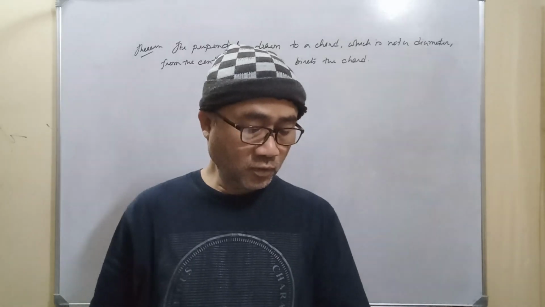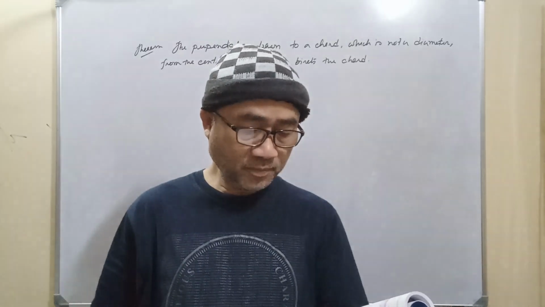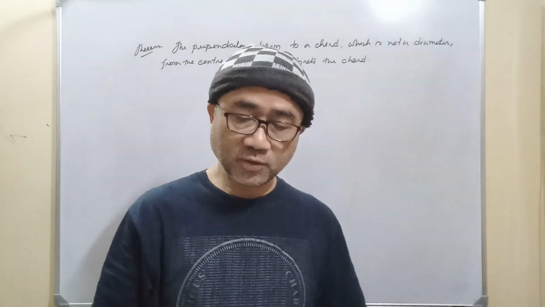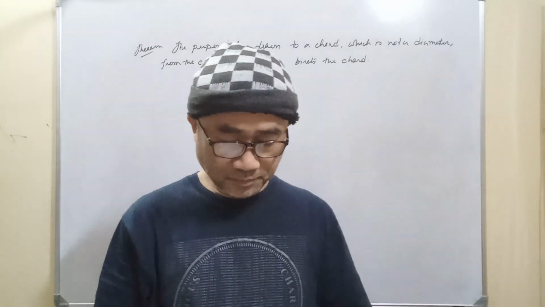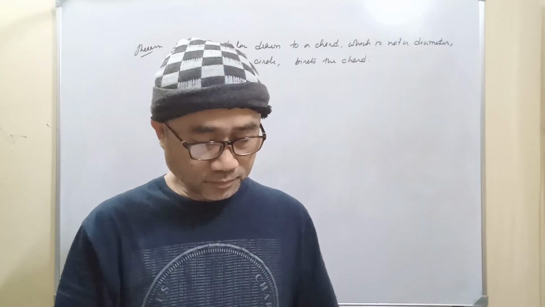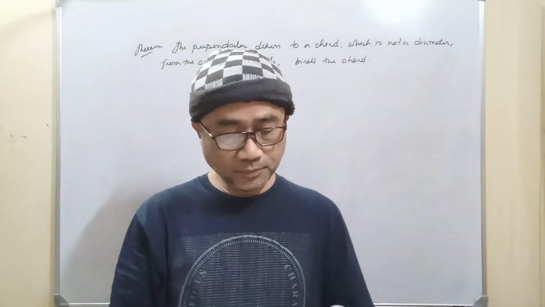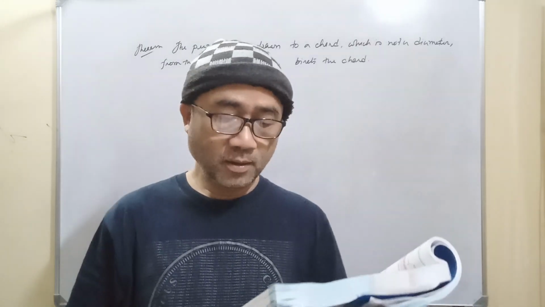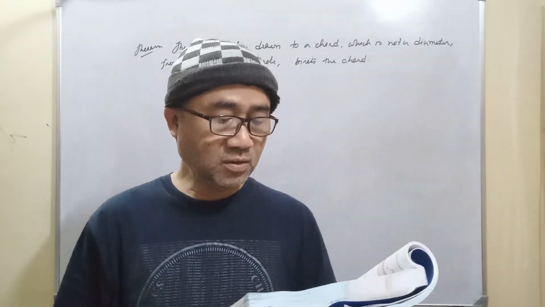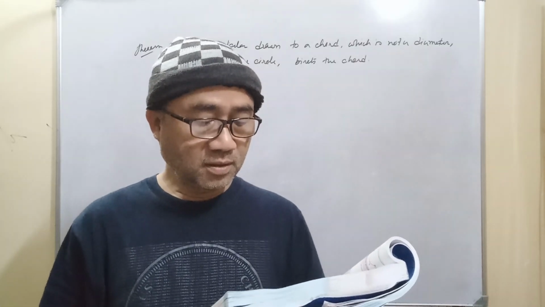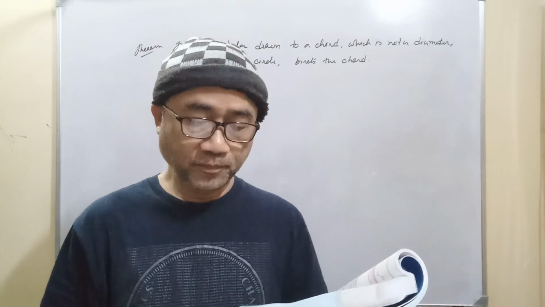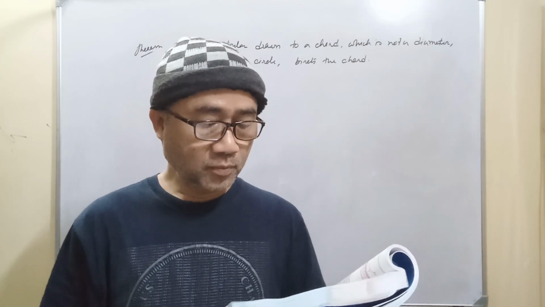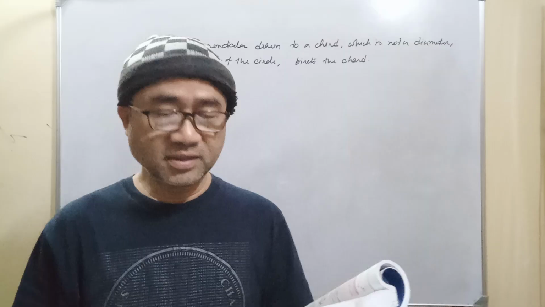We are going to do an important theorem of this chapter, theorems related to circle. Theorem 32. The perpendicular drawn to a chord which is not a diameter from the center of the circle bisects the chord. This is an important theorem.